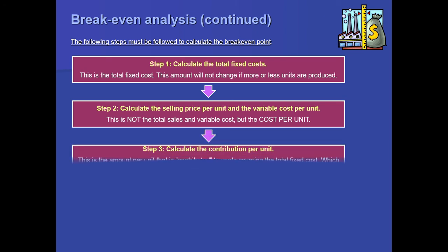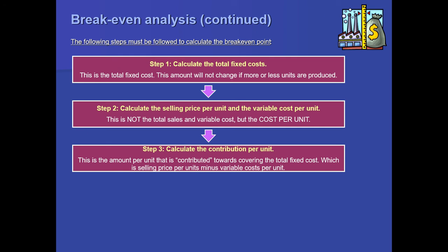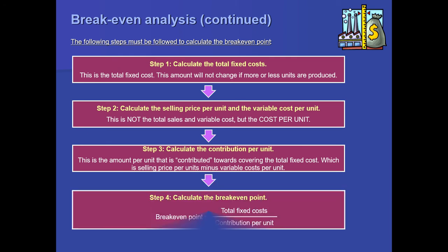And you will have to determine your contribution. Your contribution is simply your selling price per unit minus your variable cost per unit. The last step is simply to take your fixed cost divided by contribution per unit. So basically it's your fixed cost divided by selling price per unit minus variable cost per unit. It will give you a break-even point.